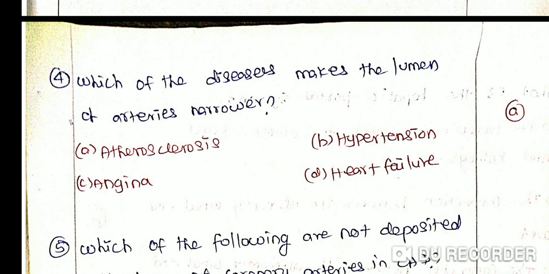Which of these diseases make the lumen of arteries narrower? Option A atherosclerosis, option B hypertension, option C angina, option D heart failure. The correct answer is option A atherosclerosis. Atherosclerosis or coronary artery disease leads to the narrowing of the lumen of arteries. This occurs due to deposition of cholesterol, fibrous tissue and calcium in the coronary arteries.